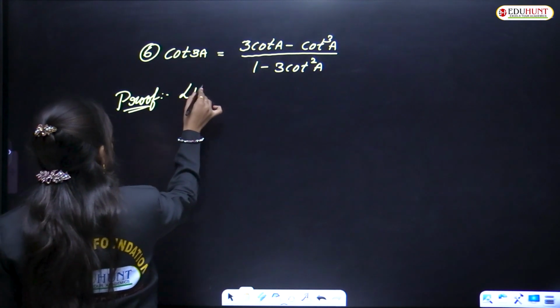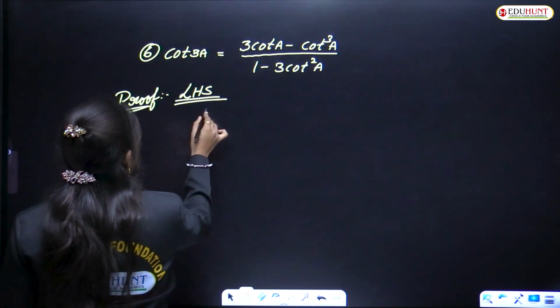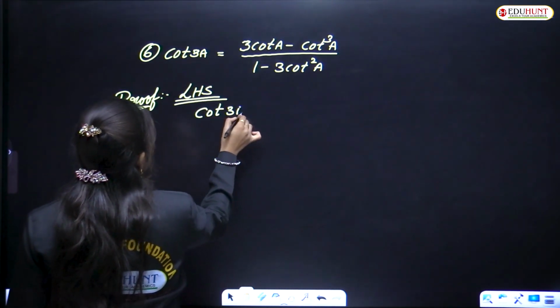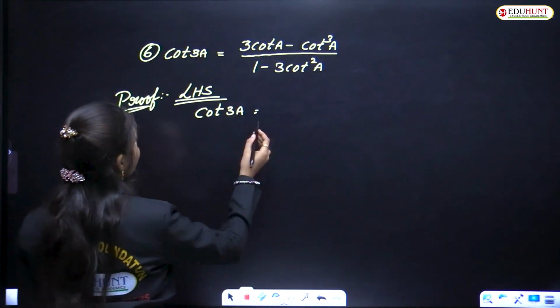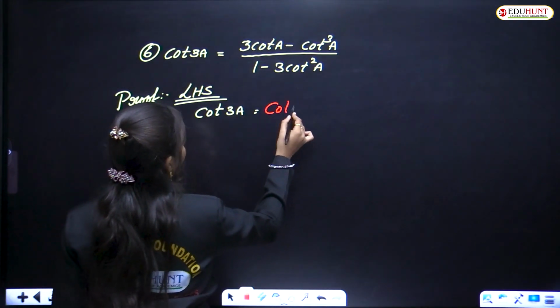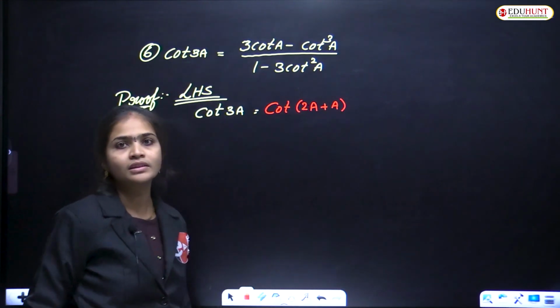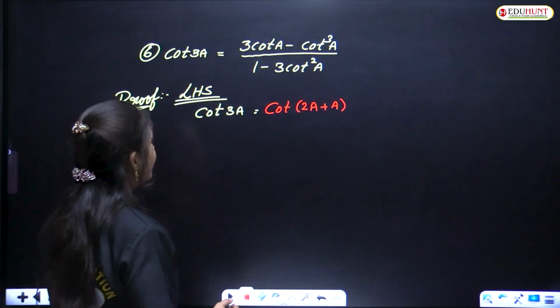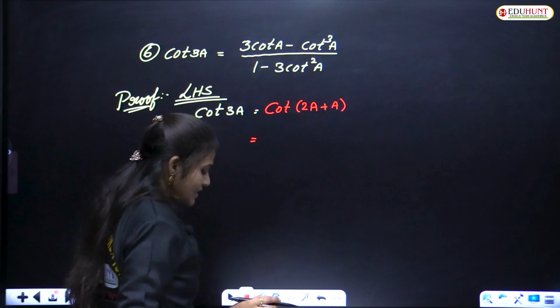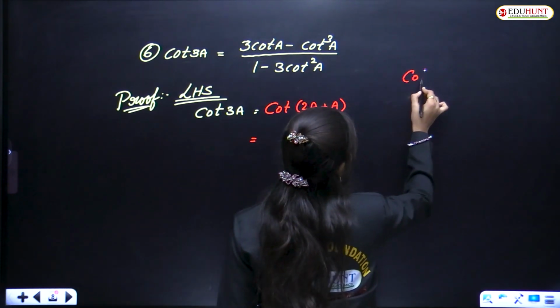So again, take that LHS. What is that LHS? Cot 3A. So how can we write that cot 3A? Cot of 2A plus A. So cot 2A plus A is in the form of cot of A plus B.